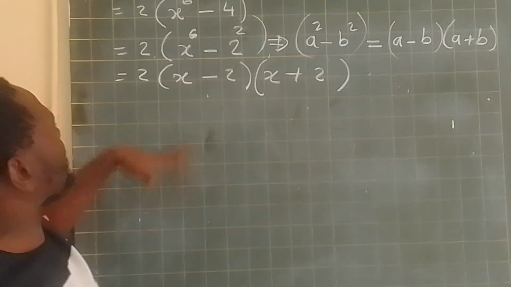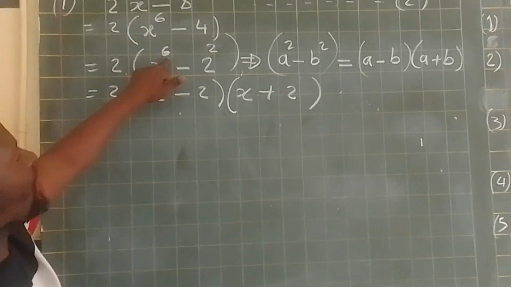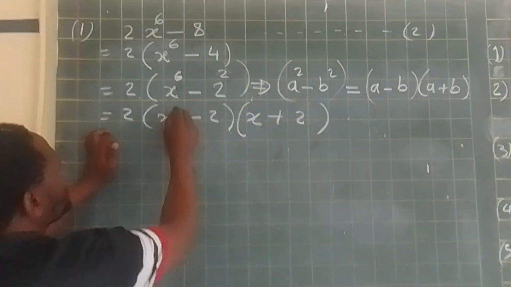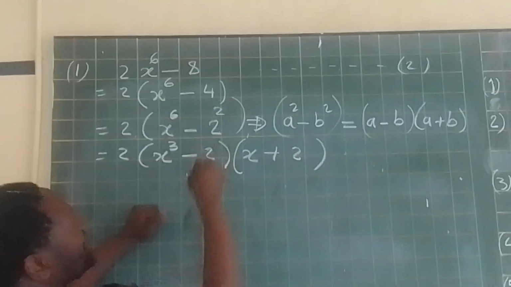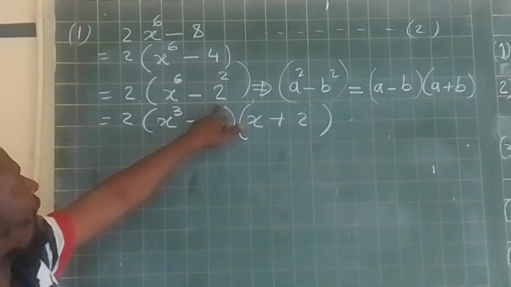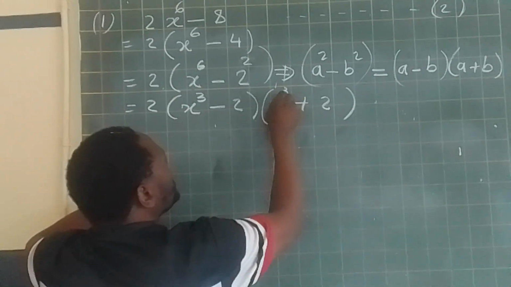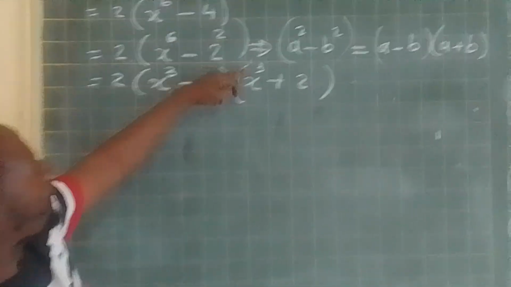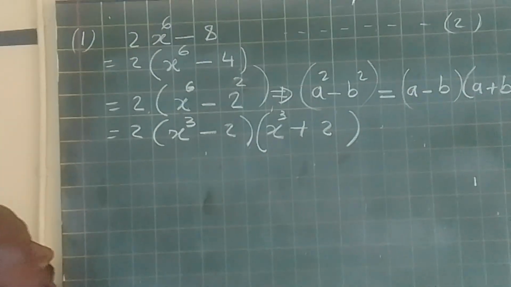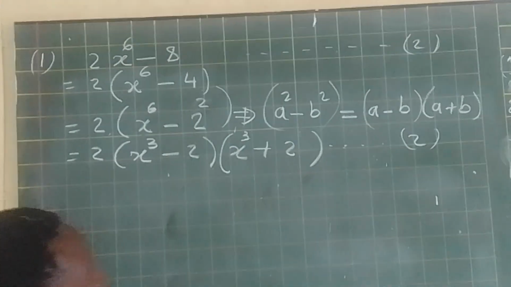Now you come back and ask, what is the exponent of x? It is 6. What is half of 6? It's 3. What is half of 2? It's 1. You don't put a 1 here. So 6 divided by 2 is 3. This is how you do it. Now you have taken your 2 marks. You're done.